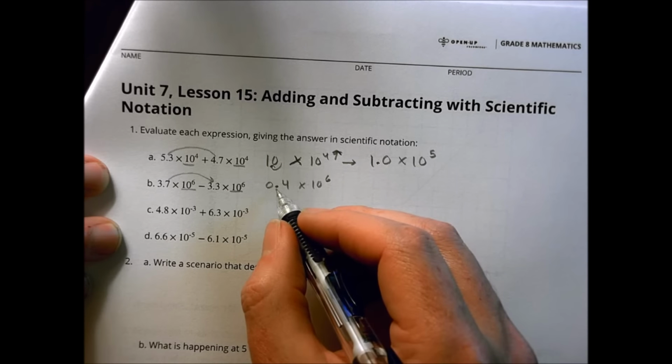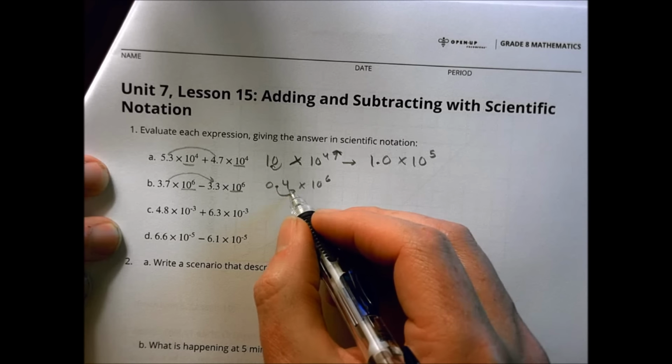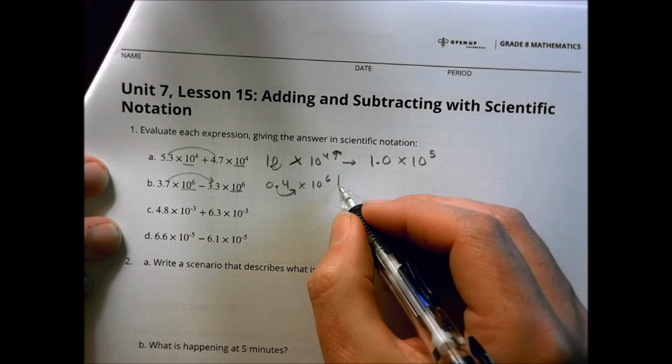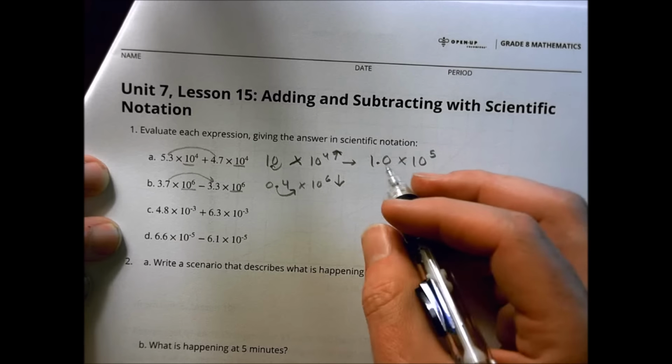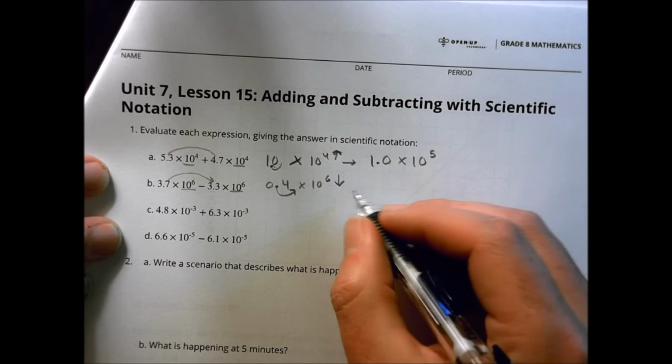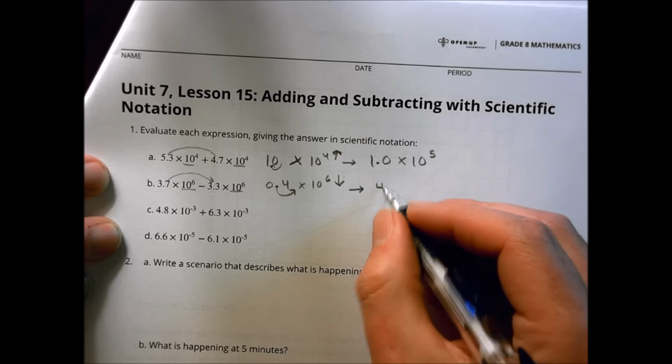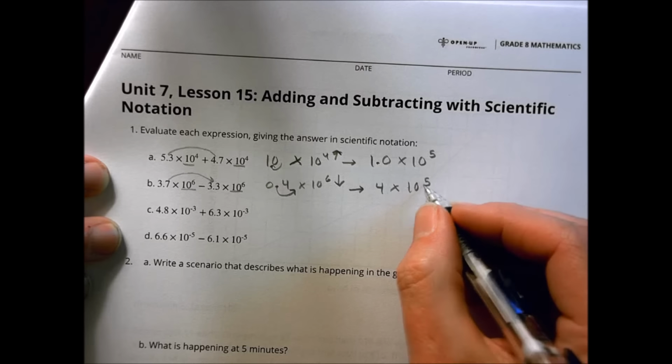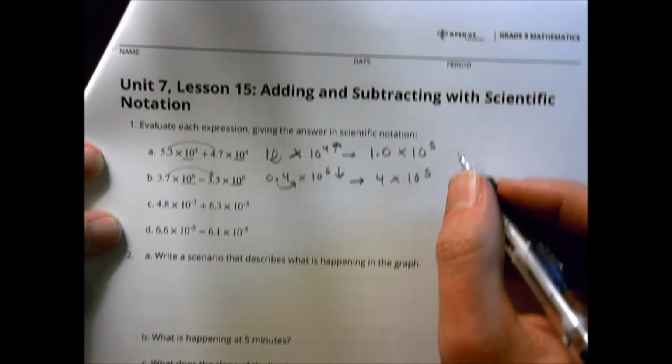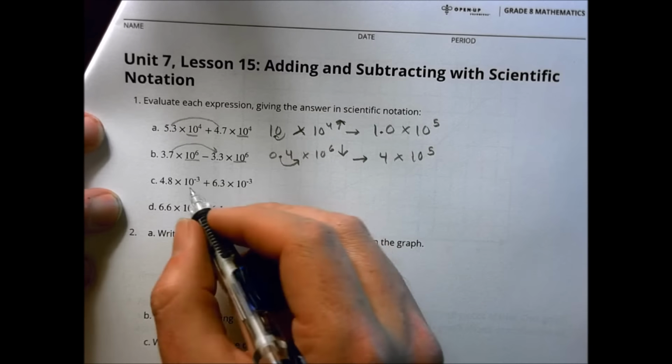That's less than 1, so we're going to go to the right. When we go right, we go down. Okay, so this becomes what? This becomes 4 times 10 to the 5th. Here, bases are the same, we're okay there. So we're going to add 4.8 plus 6.3, which is 11.1 times 10 to the negative 3.